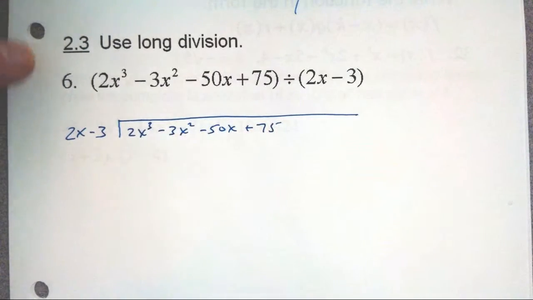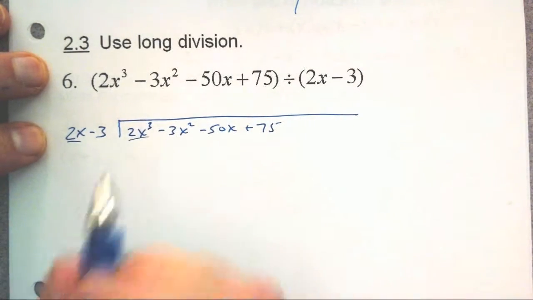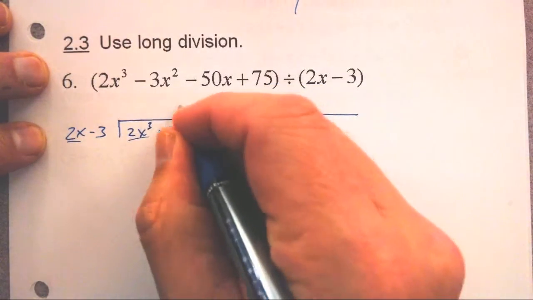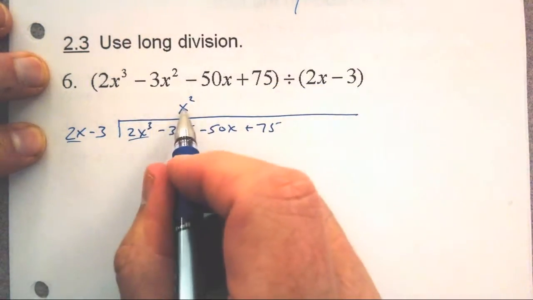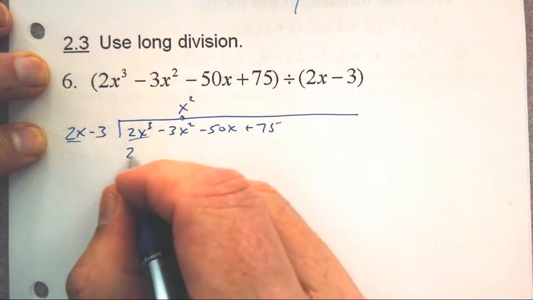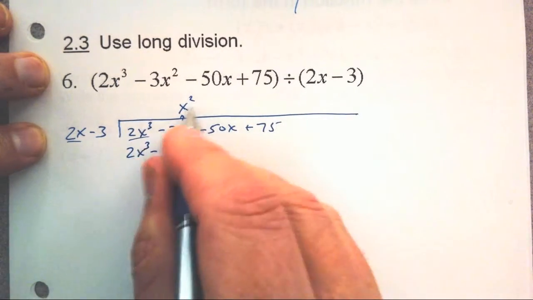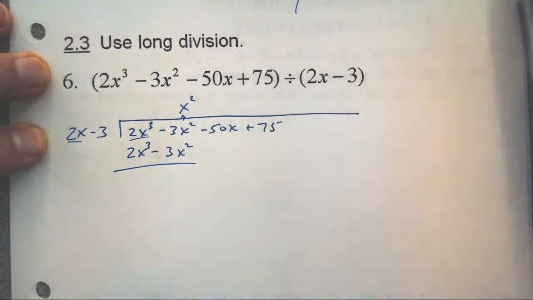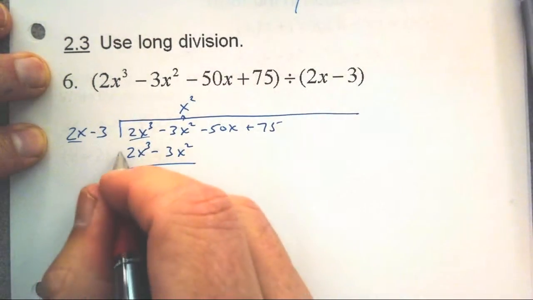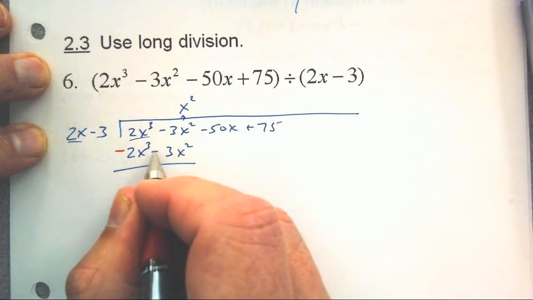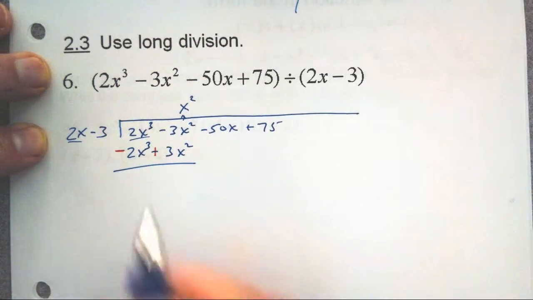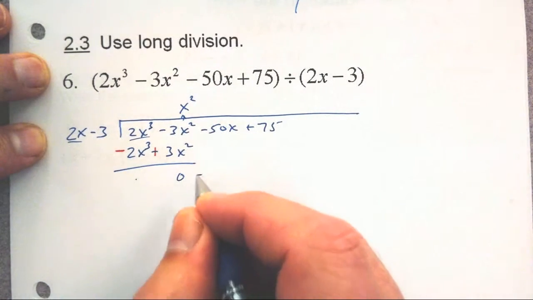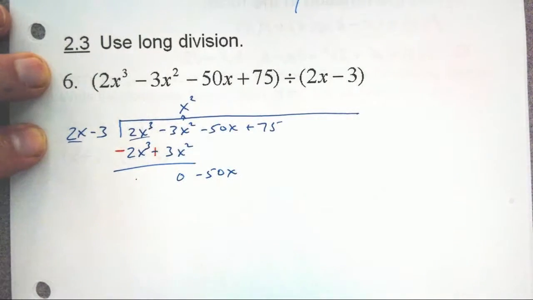My next question for myself is, what do I have to multiply 2x by to get 2x cubed? Since that is x squared, I'm going to put it above the x squareds. That gives me, distribute, 2x cubed minus 3 times x squared, minus 3x squared. In division, after we do that multiplication, we subtract. So minus, and this minus would become plus. This is 0, it better be, that's why we did it. This is 0, that's kind of a coincidence. So let's see what happens.